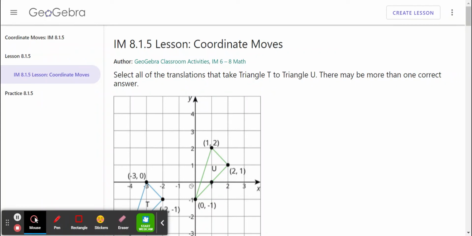This video covers Unit 1.2. It's our second Unit 1, Lesson 5, from Wednesday, October 13th.